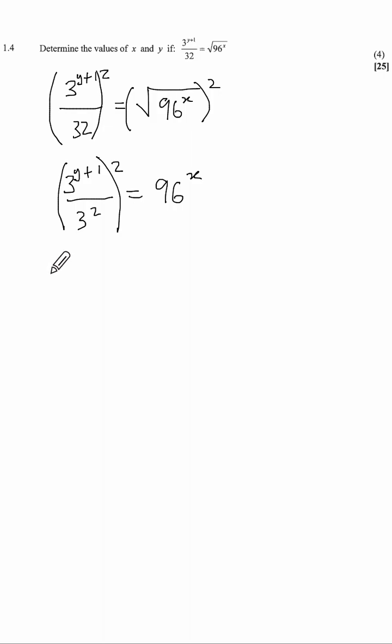So then, if I'm squaring a fraction like this, the power 2 affects both the numerator, the top, and the denominator, the bottom. So essentially the top will be 3 to the power of y plus 1, squared, over 32 squared, is equal to 96 to the power of x.